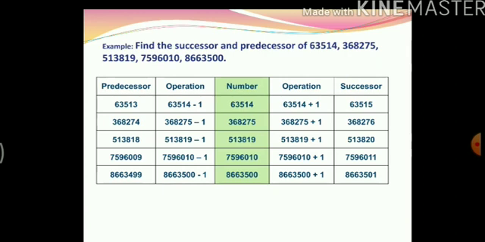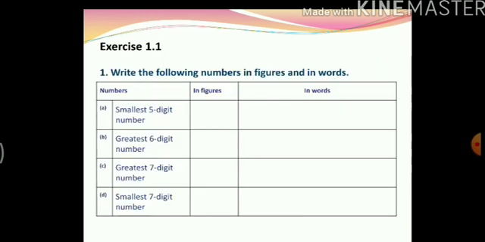Finally, we have 86,63,500. After adding 1, the successor is 86,63,501. Similarly, the predecessor is 86,63,499. Once more, these type of questions can be slightly confusing where the number ends in zeros. Please be careful when you are doing the subtraction. With this, we have completed the first part of the chapter, and here I have some exercise questions for you.